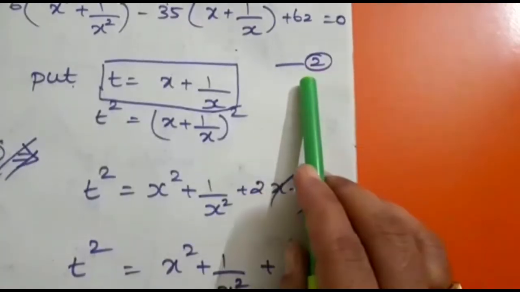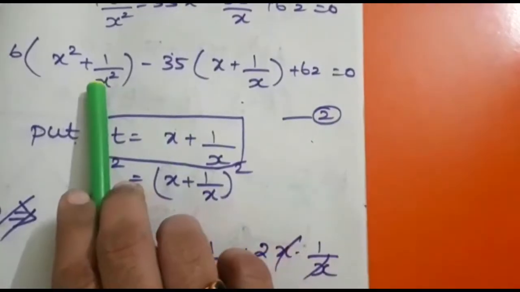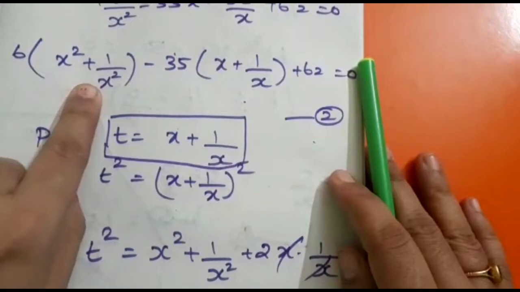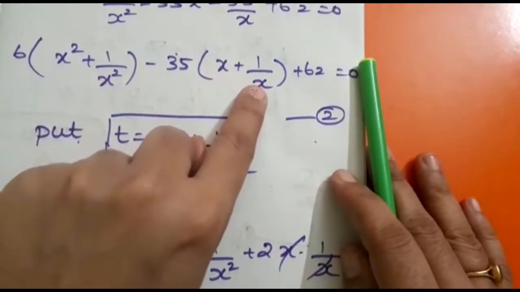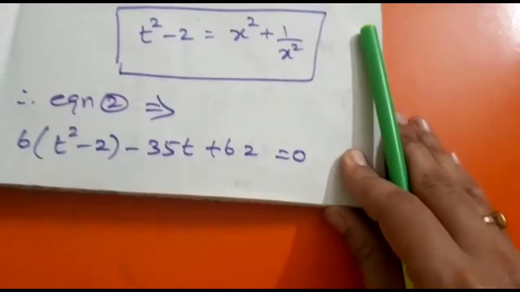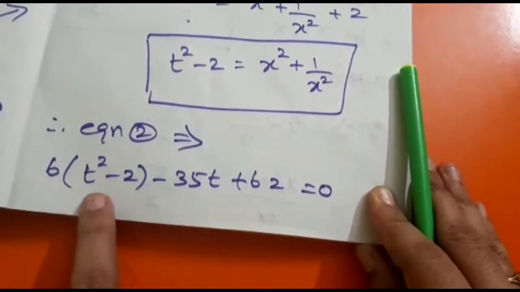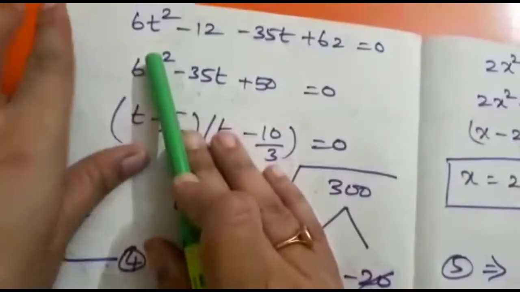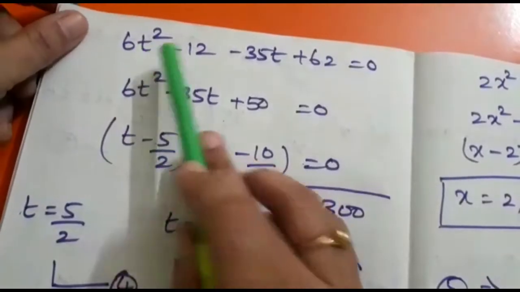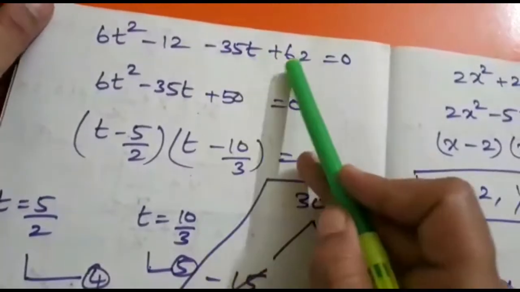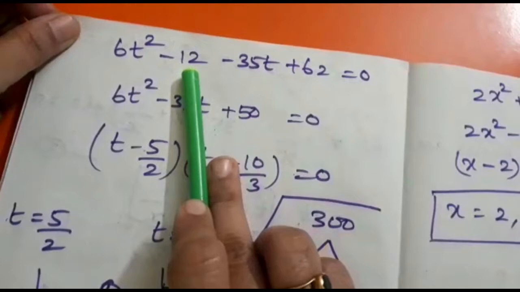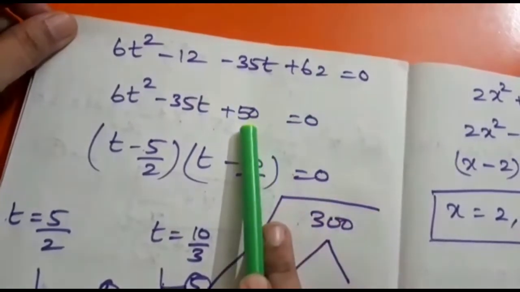So this one I can take as a second equation. So in this equation I can replace x square plus 1 by x square as t square minus 2, and x plus 1 by x as t. So here I am replacing: 6 into t square minus 2 minus 35t plus 62 is equal to 0. Then if I multiply inside, I will get 6t square minus 12 minus 35t plus 62 is equal to 0. This minus 35t I am writing here. Minus 12, this is plus 62. That is nothing but plus 50.